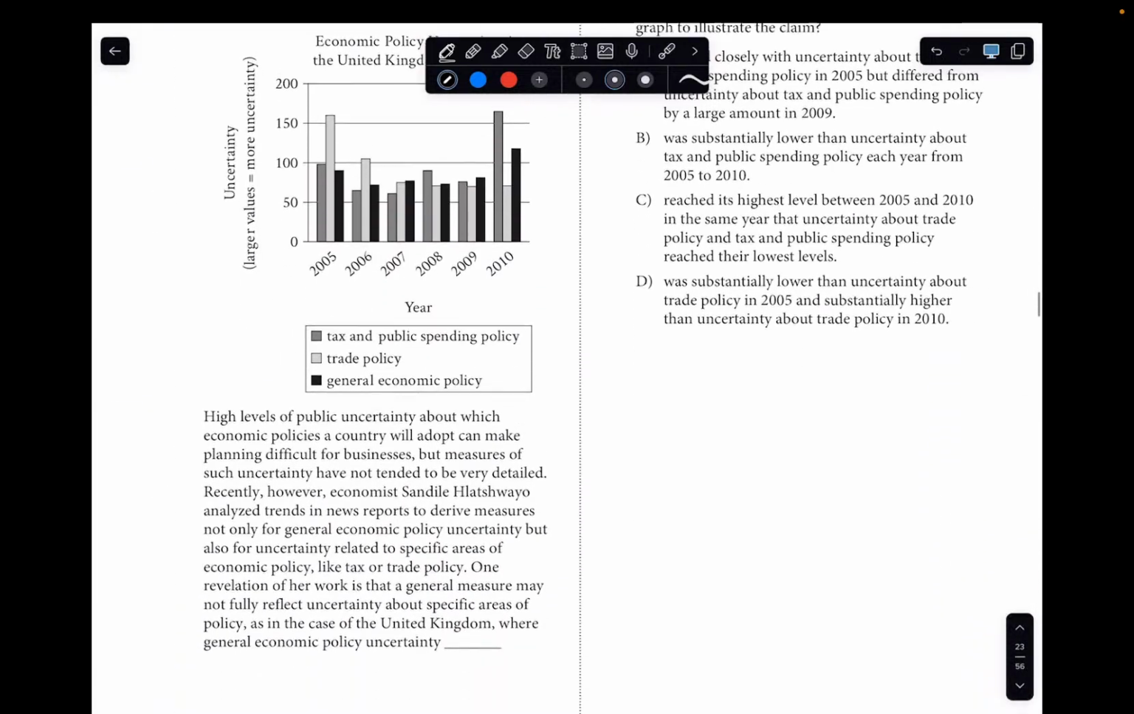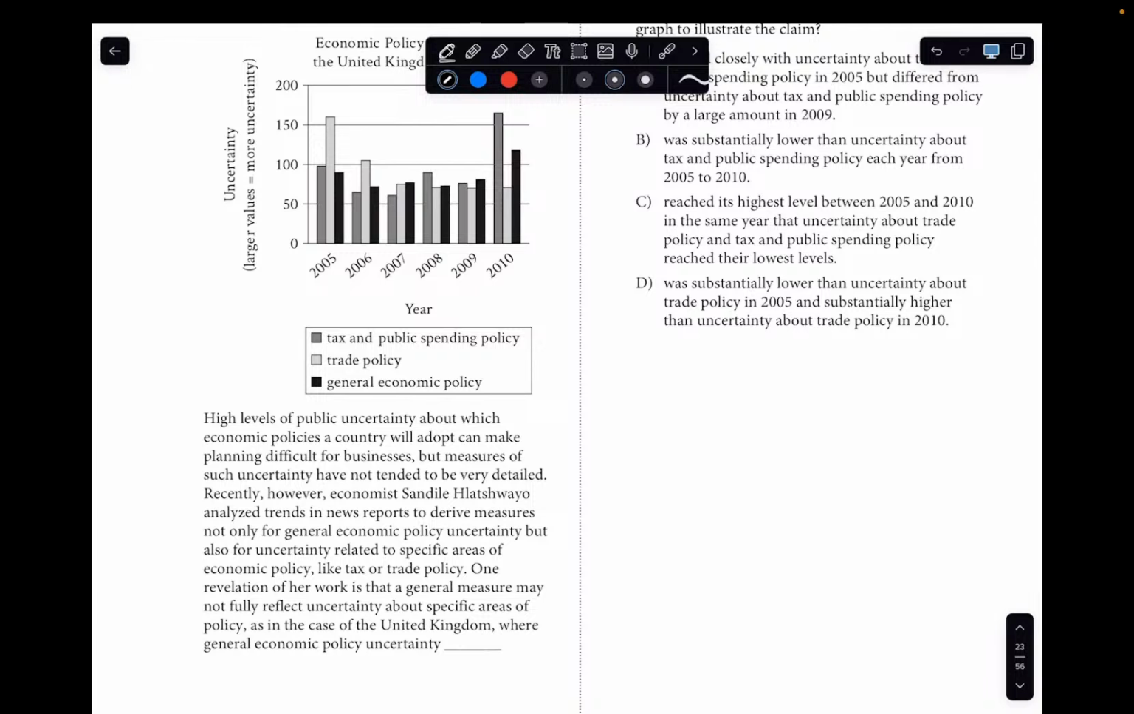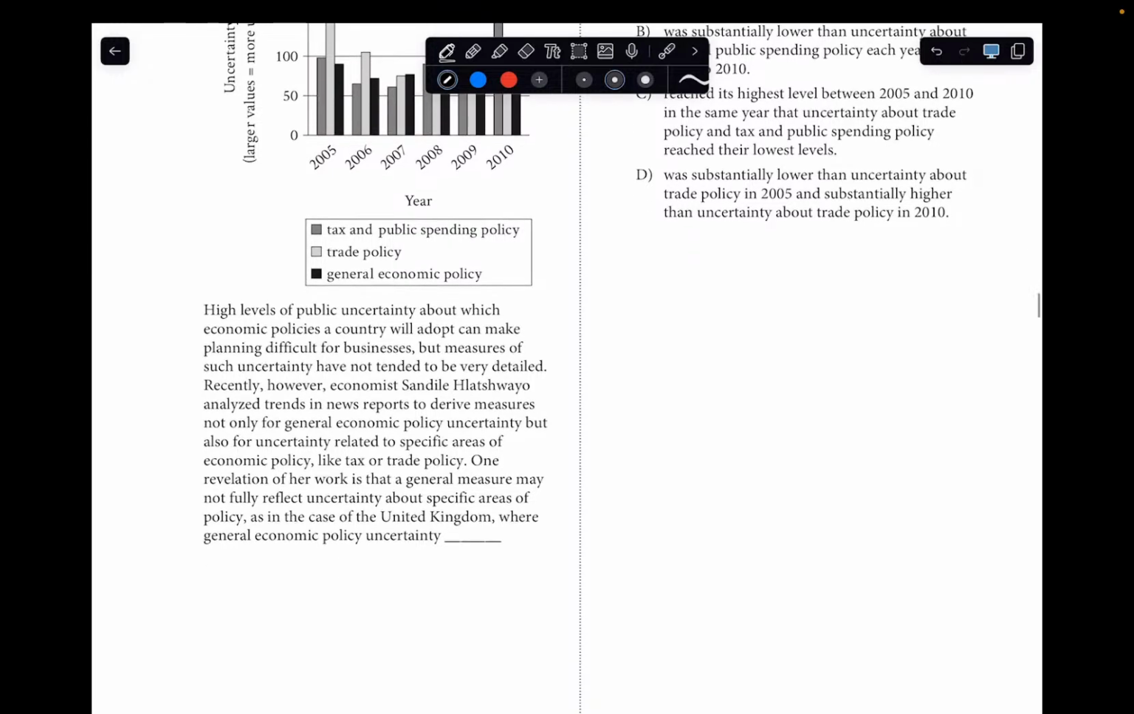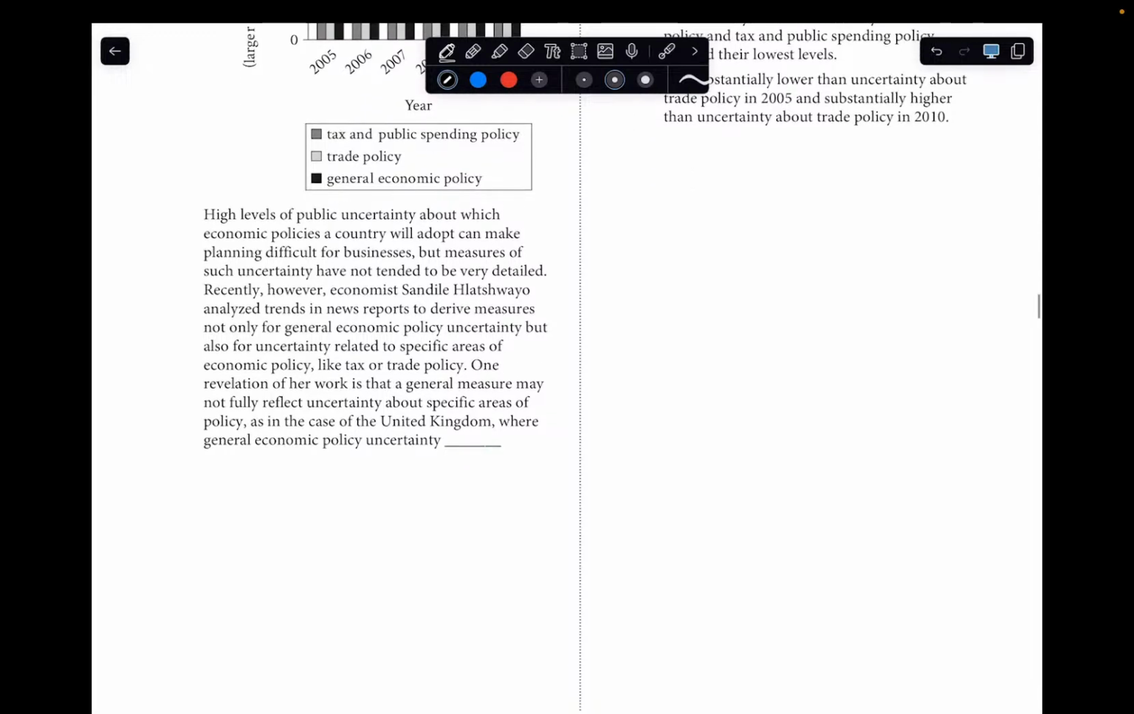13, so they give us a table, and then they describe it by saying high levels of public uncertainty about economic policies of a country. High levels of public uncertainty about which economic policies a country will adopt can make planning difficult for businesses, but measures of such uncertainty have not tended to be very detailed, and economists analyze trends in news reports to derive measures not only for general economic policy, but also for uncertainty.